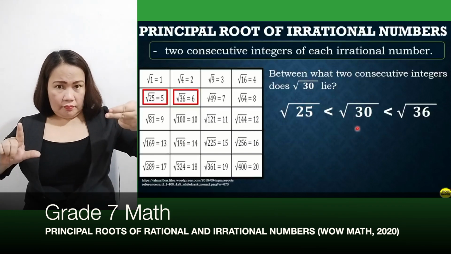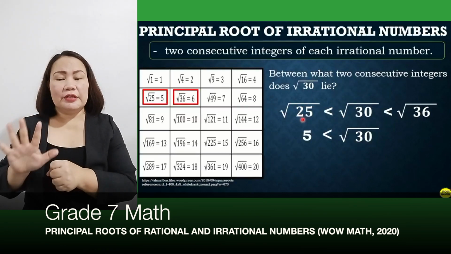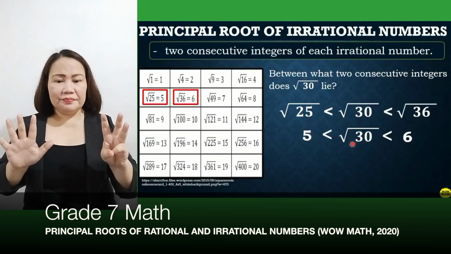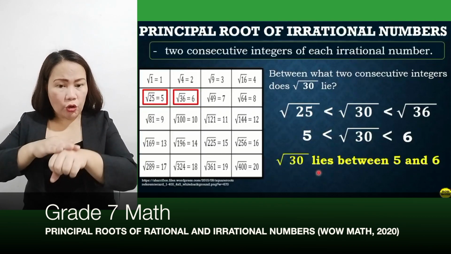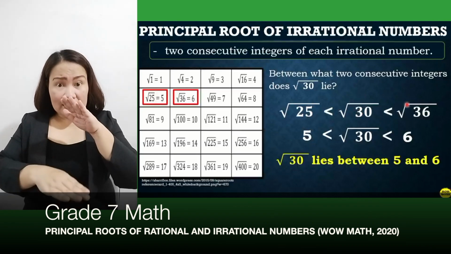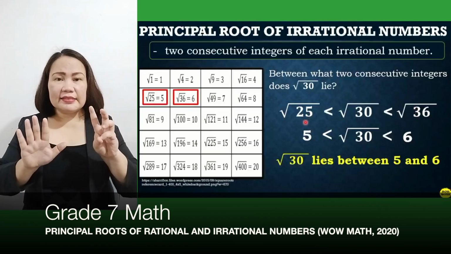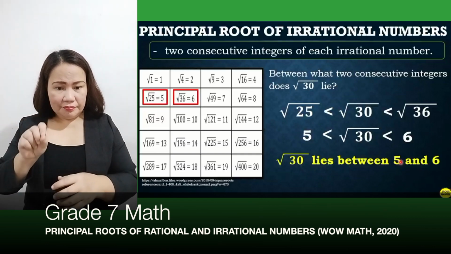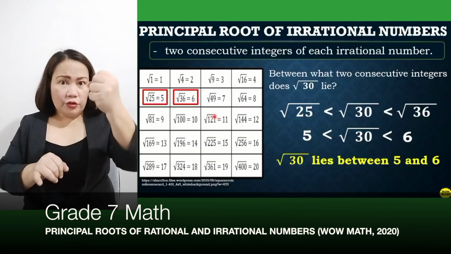Okay, now we have gotten the two. What will we do? We will get their square roots. Square root of 25 is 5. Square root of 36 is 6. So, therefore, square root of 30 lies between 5 and 6. That is all we do. Where it lies in between, get the two perfect squares lower and higher than it, and then get the square root. Therefore, square root of 30 lies between 5 and 6. So, we should memorize the perfect squares and their square roots.